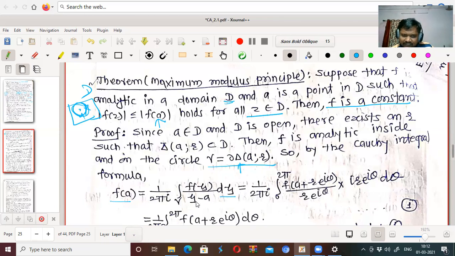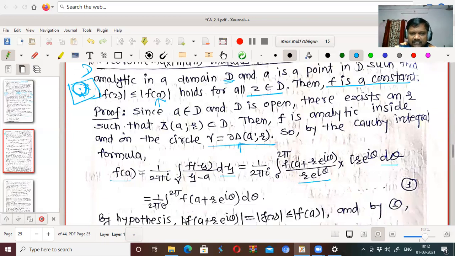Xi is A plus R e to the power i theta. Therefore, xi minus A is R e to the power i theta. So we have F of A plus R e to the power i theta into the derivative of this term with respect to theta, which is i R e to the power i theta d theta, divided by 2 pi i. The i cancels, and R e to the power i theta cancels with R e to the power i theta. So we get F of A equal to 1 by 2 pi integral from 0 to 2 pi of F of A plus R e to the power i theta d theta.